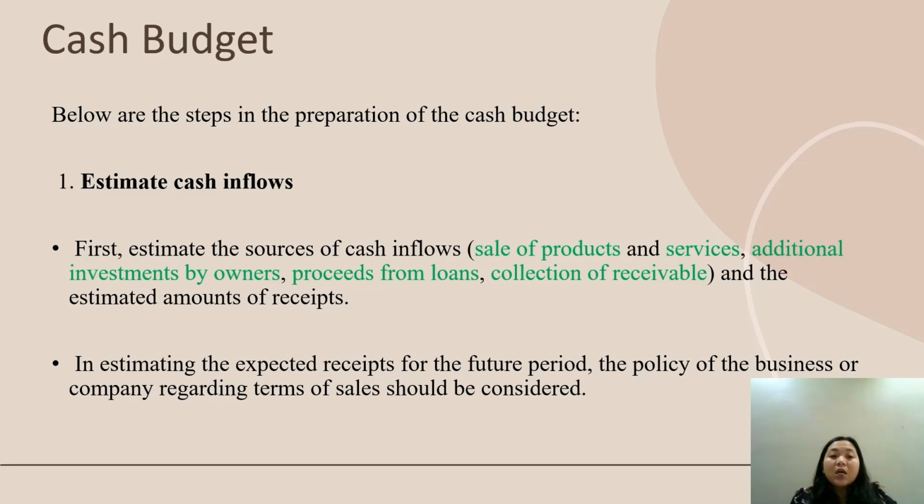Cash budget. Below are the steps in the preparation of the cash budget. Estimate cash inflows. First, estimate the sources of cash inflows. We have sales of products and services, additional investments by owners, proceeds from loans, collection of receivables, and estimated amounts of receipts. We need to have this one, estimate cash inflows. And then in estimating expected receipts for the future period, the policy of the business or company regarding terms of sales should be considered.